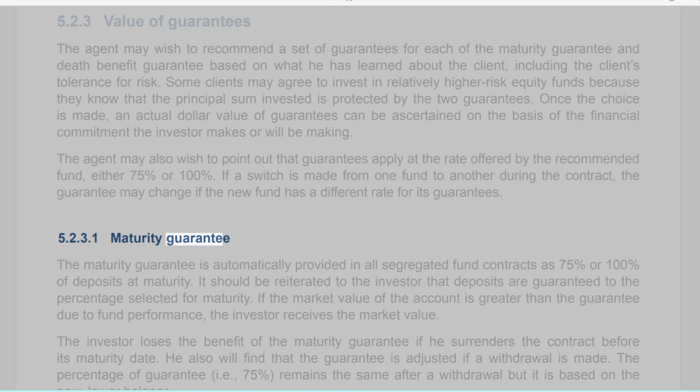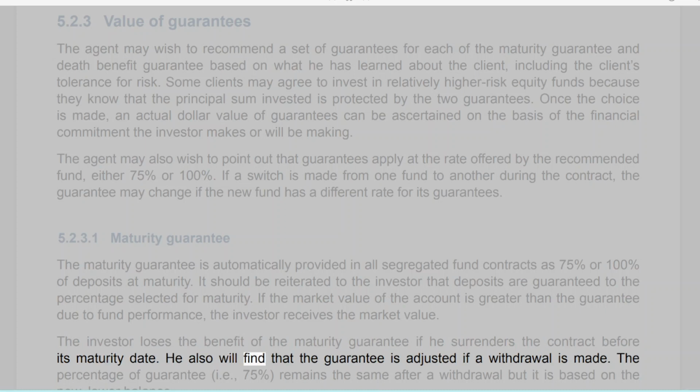5.2.3.1 Maturity Guarantee. The maturity guarantee is automatically provided in all segregated fund contracts as 75% or 100% of deposits at maturity. It should be reiterated to the investor that deposits are guaranteed to the percentage selected for maturity. If the market value of the account is greater than the guarantee due to fund performance, the investor receives the market value. The investor loses the benefit of the maturity guarantee if he surrenders the contract before its maturity date.